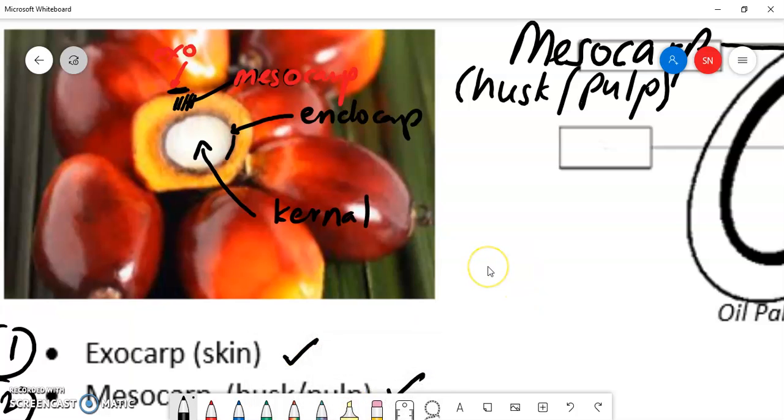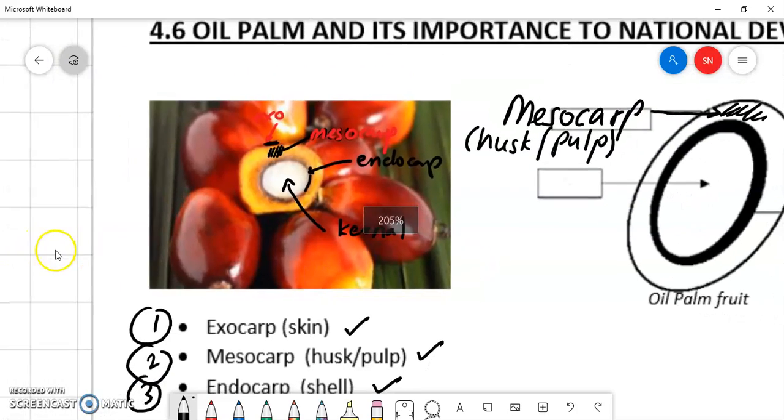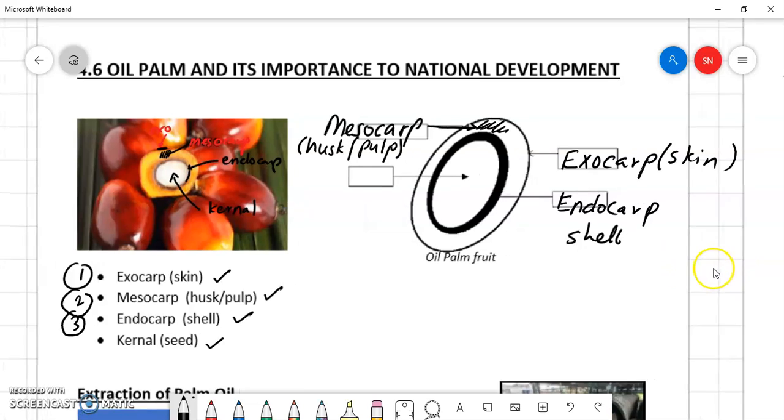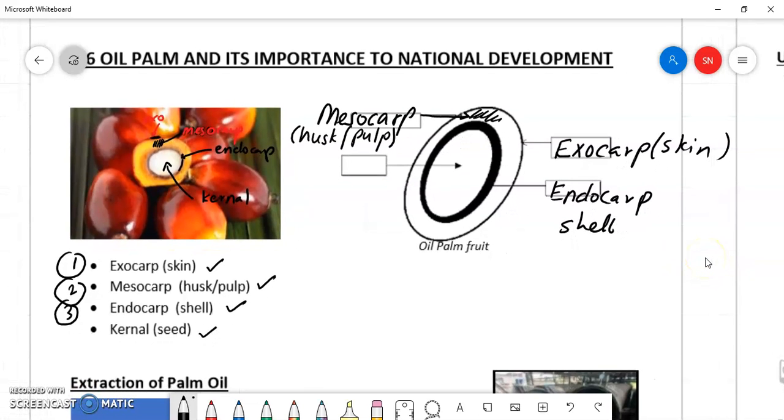So label it here. So this is called the kernel, right? So remember all the four parts: exocarp, mesocarp. Exo is the outermost, the skin, and then we have mesocarp, which is the husk.